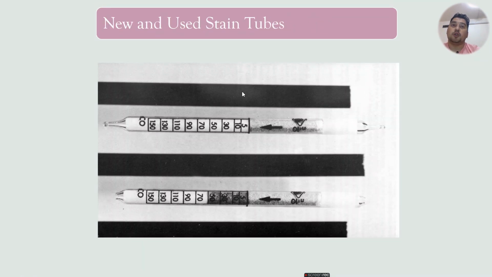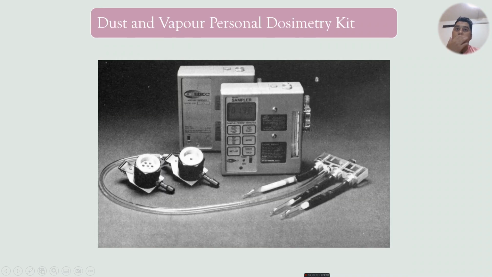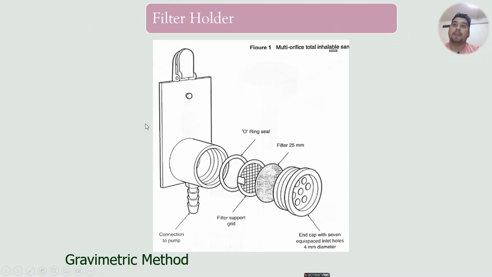New and used stain tubes. There are two types of tubes you can see here: the new one and the used one. You can see here that one is affected and exposed, and the other is not exposed. And the vapor personal dosimeter kit. This is a dust and personal dosimetry kit that an individual person can use in any hazardous substances area.